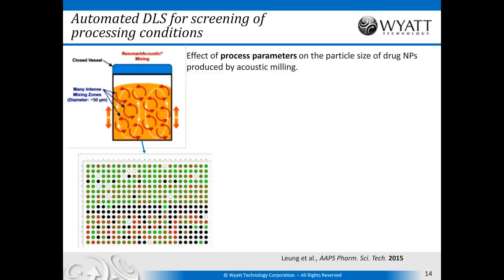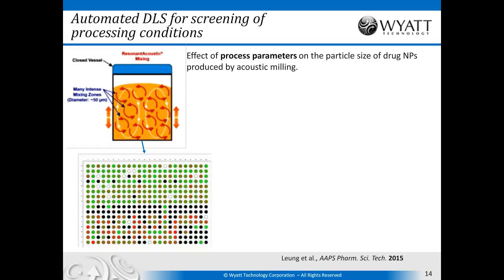And so the idea was to be able to quickly establish optimal processing conditions: what is the right amount of surfactant to put in, the right amount of time to do the milling, and so forth. And so they were able to set this up very easily. The milling and acoustic mixing takes place in a 96 well plate.